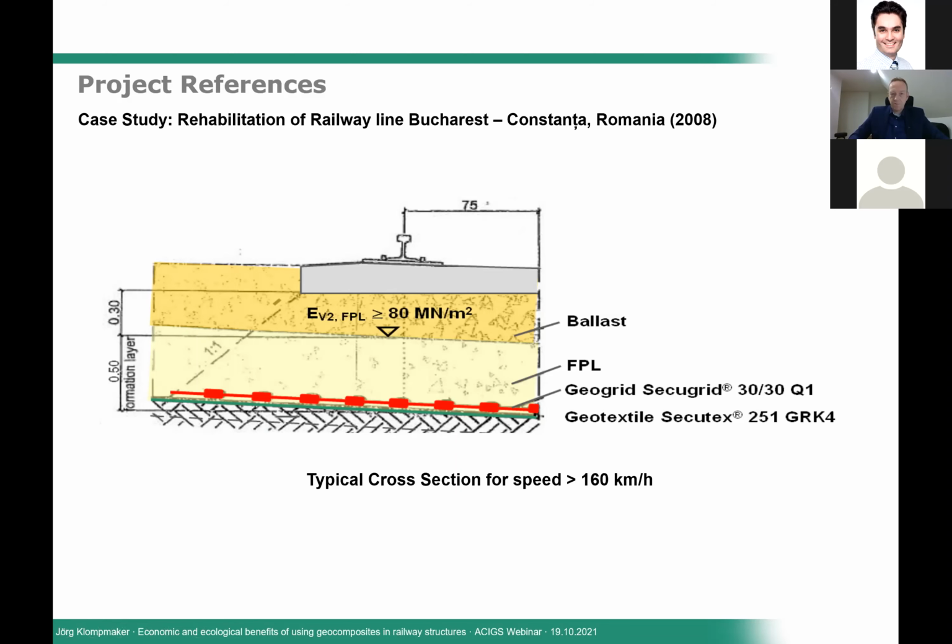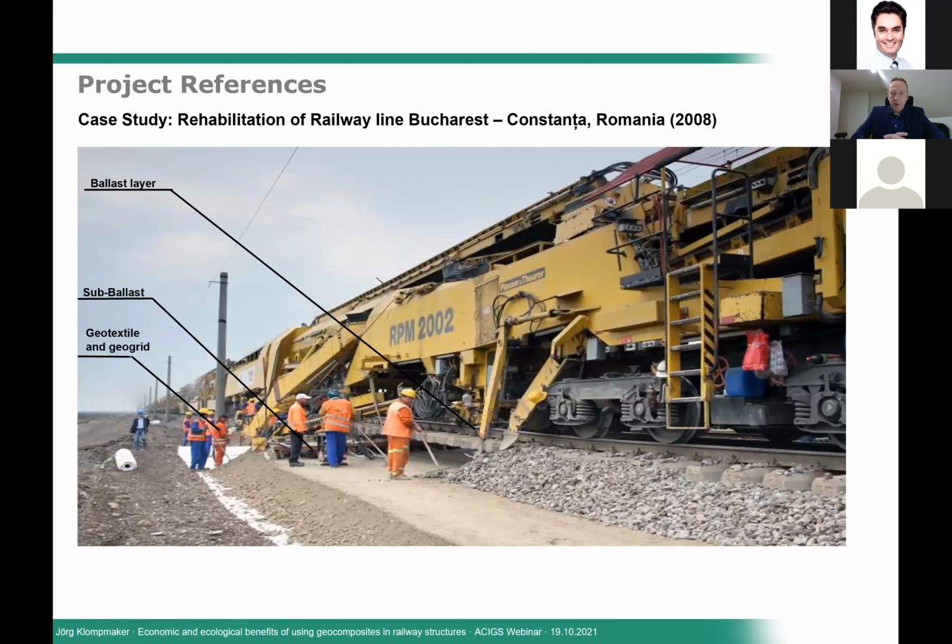soft subgrade. The installation took place with a train which is doing the full rehabilitation works, meaning it will excavate the old subballast layer, it will screen it to the requirement of the particle size distribution curve, then it will reinstall it on top of the geotextile separator and the geogrid, and finally also it will install a new ballast layer and it will lift the rail with the sleeper on top of the ballast.